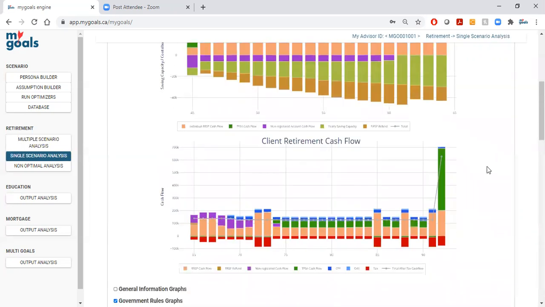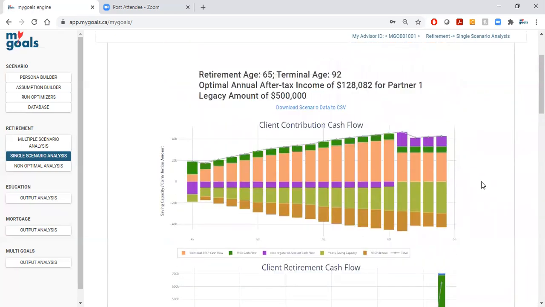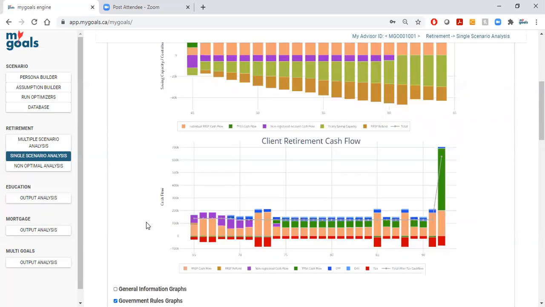On the withdrawal side, here is his $500,000 legacy left at 92, which is funded mainly by TFSA, which is much more tax efficient. This gray line here represents that after-tax annual income. Think of it sort of as the annuity that we solve for of 128,082. Anything above the 0 axis is a contribution during the savings, and the withdrawal would be negative. During the withdrawal period, we look at it as the opposite. During the withdrawal, anything positive above 0 would be a withdrawal, and anything negative would be a contribution.